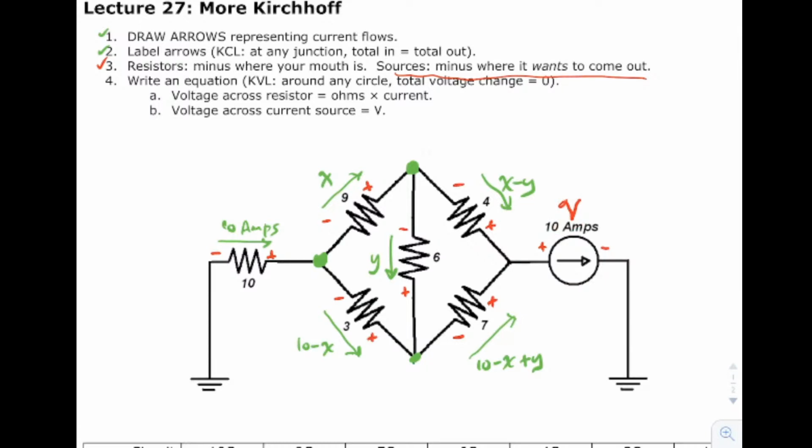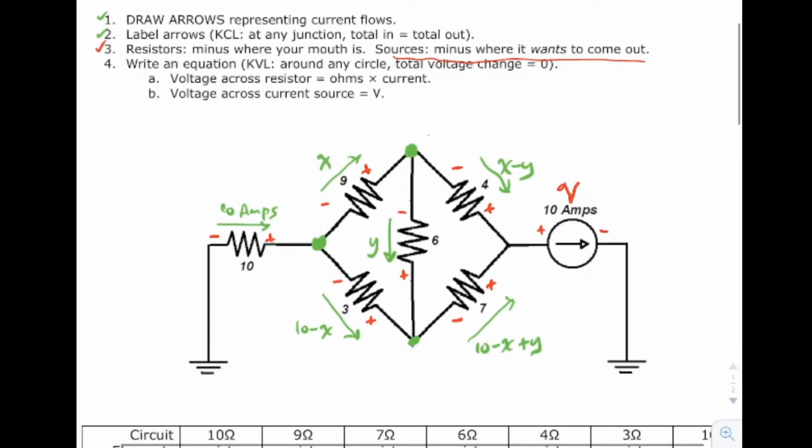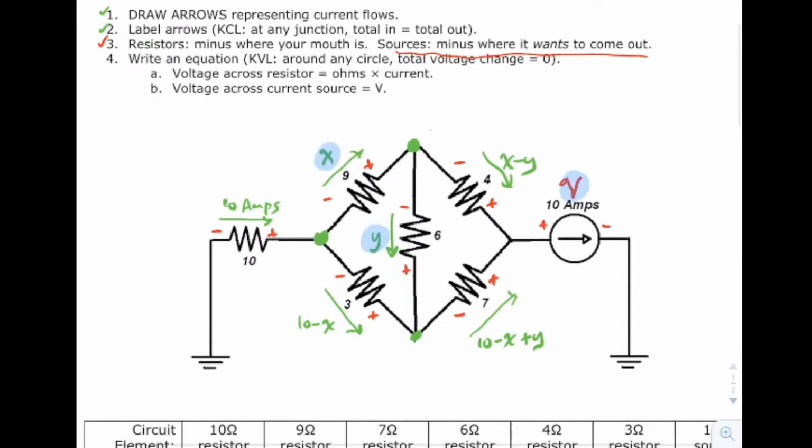And now I've done step 3. Right. Cool. And that means it's time to walk in circles. How many unknowns we got to solve for? We've got to solve for an x at some point. We got to solve for a y at some point, and we're going to have to solve for this v at some point. Now save that for last.